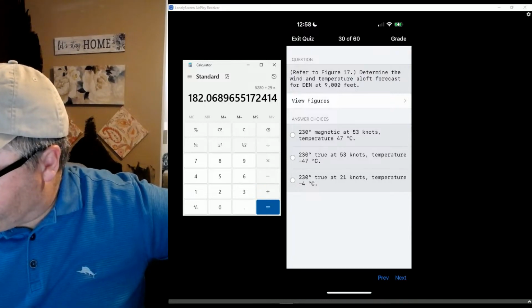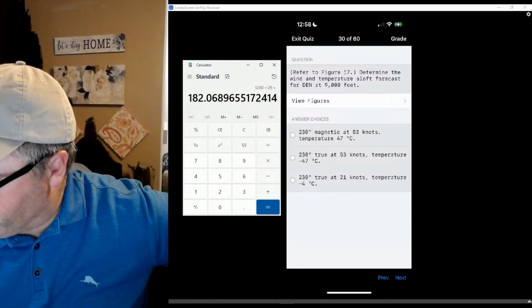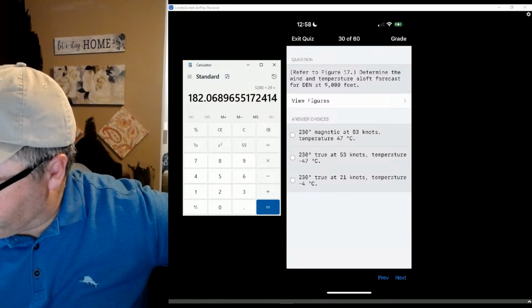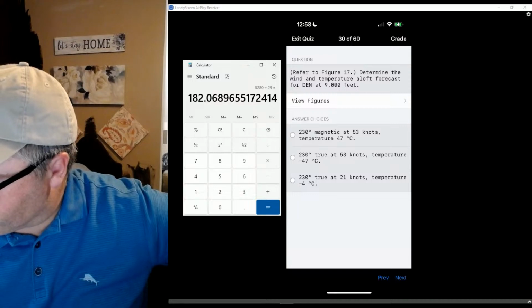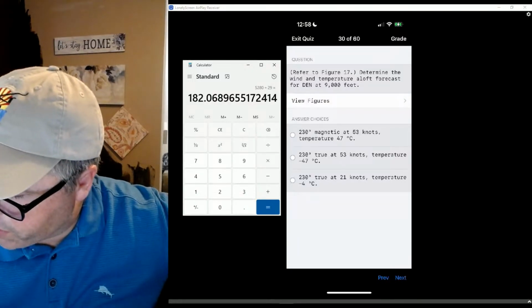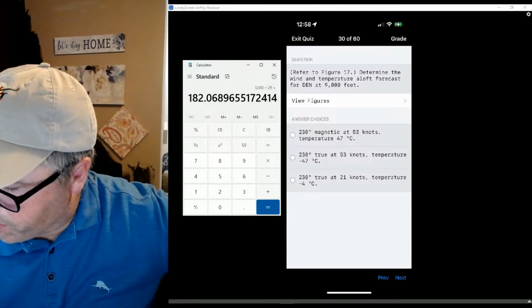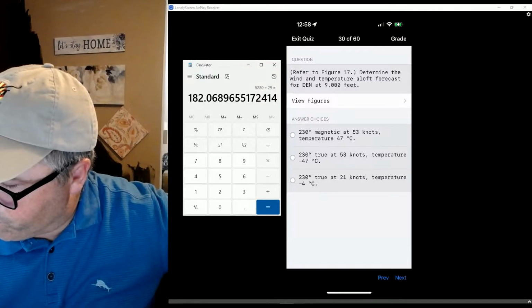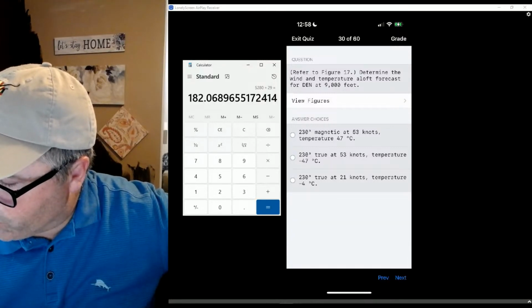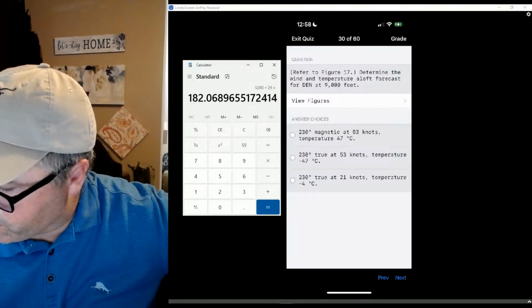So first, they try to confuse you with magnetic versus true. Winds are always given in true direction. We said it was 21 knots. They're saying 53 knots. I don't know where that's coming from. And 47 degrees Celsius, that's not right. 230 degrees true, 53 knots. Where's this 53 coming from? It's probably from a different slot.